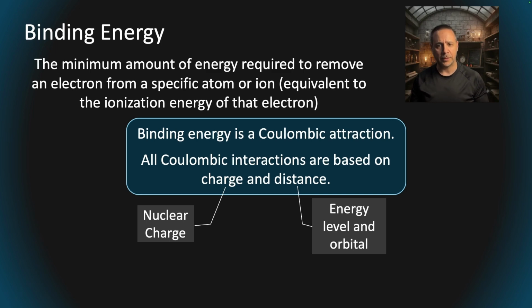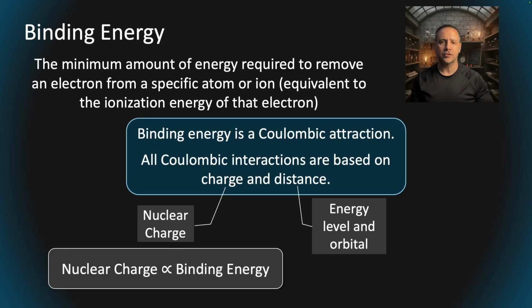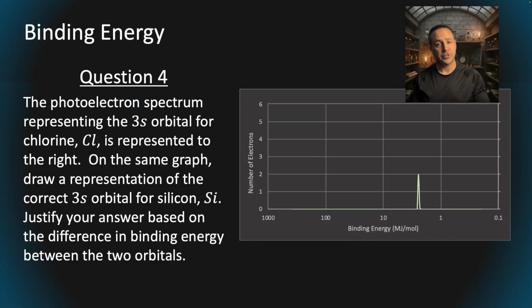The main point to remember is that the higher the nuclear charge, the greater the binding energy. In functional terms, the higher the atomic number, the further to the left the peak will be on the graph. Which brings me to question 4.